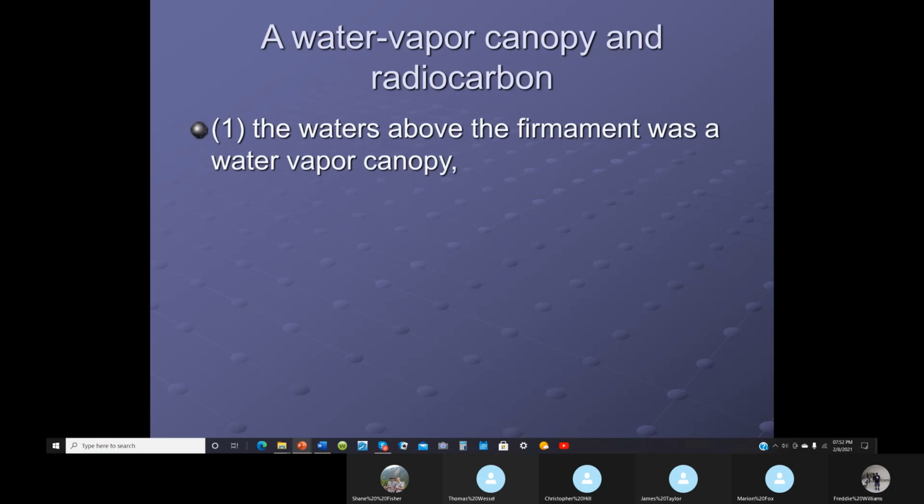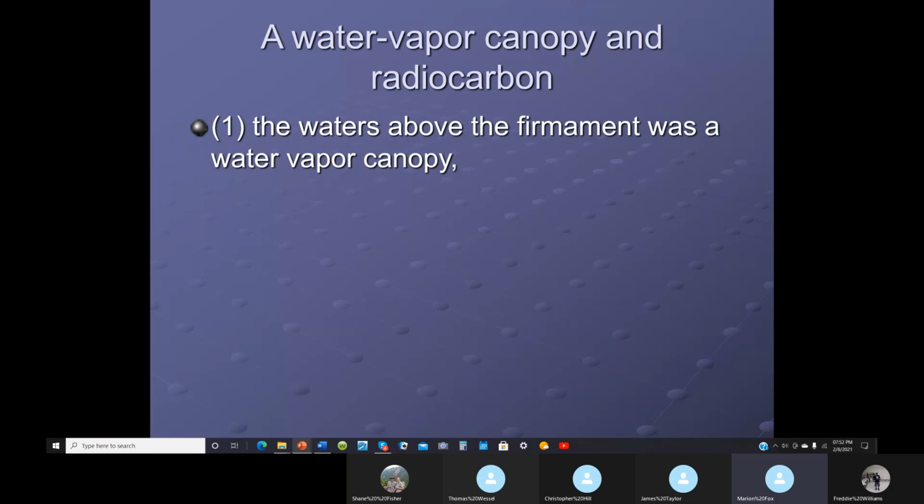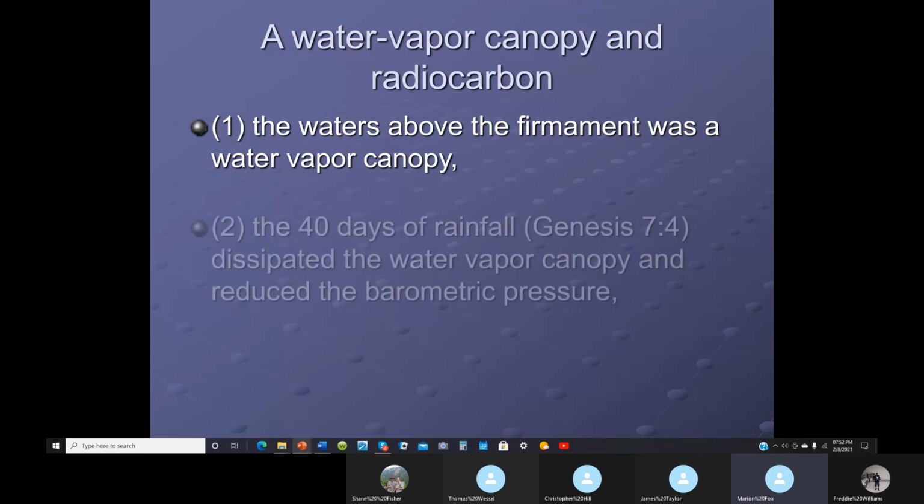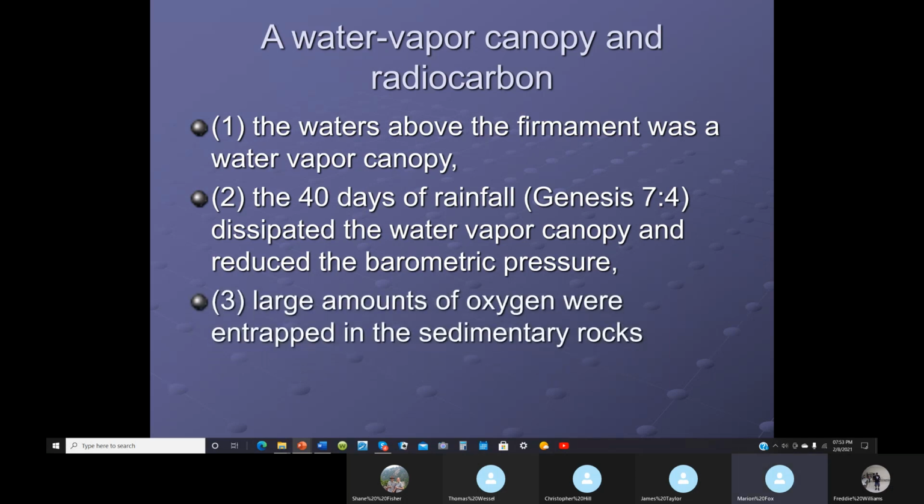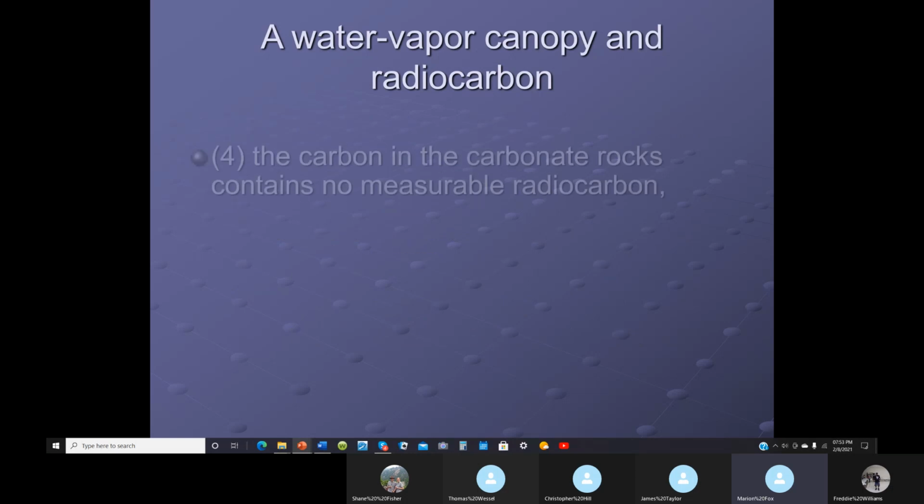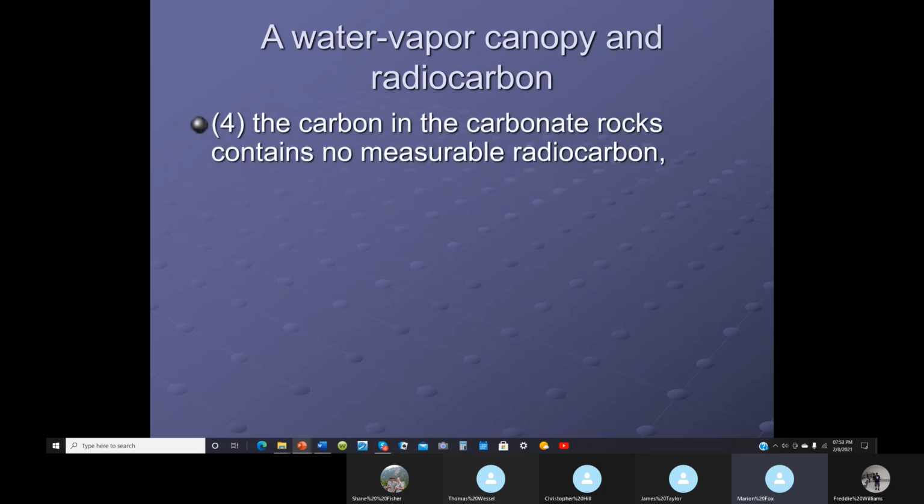Okay. The waters above the firmament was a water vapor canopy. That's my postulation. I set forth that as my premise. The 4 days of rainfall dissipated the water vapor canopy and reduced the barometric pressure. Large amounts of oxygen were entrapped in the sedimentary rocks, and also carbon dioxide was too. Carbon in carbonate rocks contains no measurable radiocarbon, almost none, virtually no radiocarbon in them.